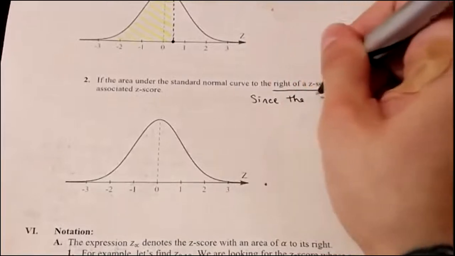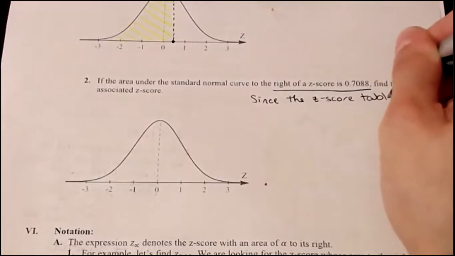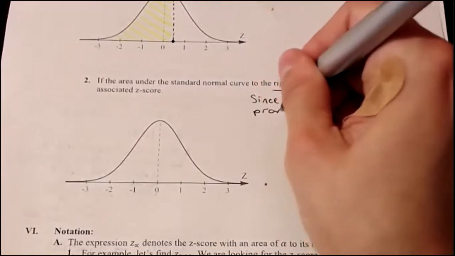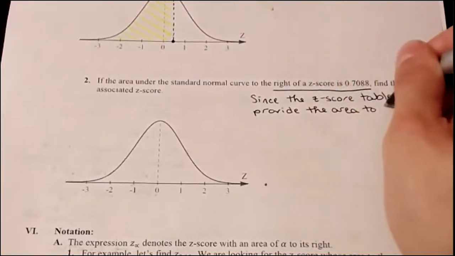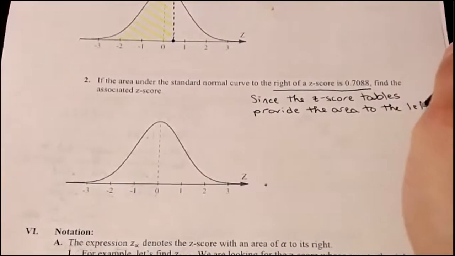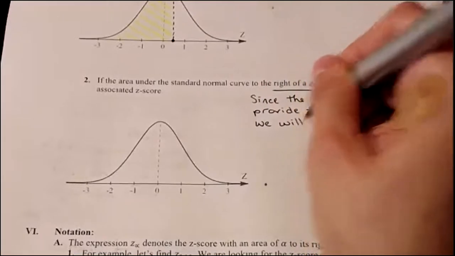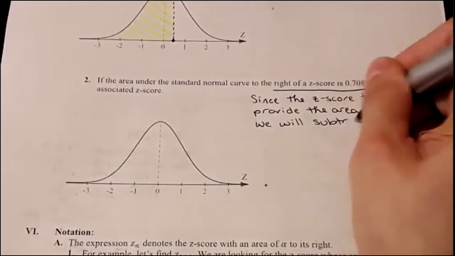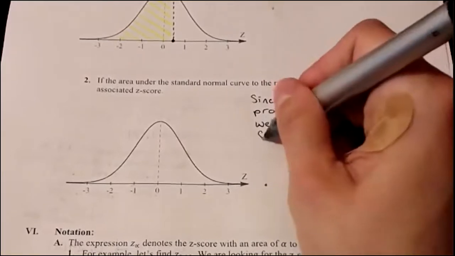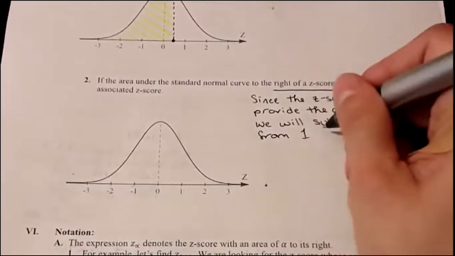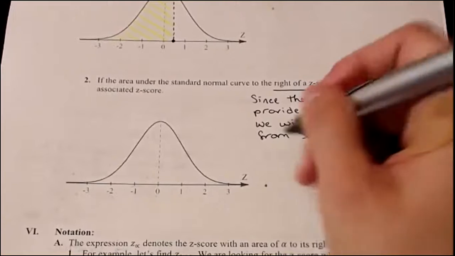Since the z-score tables provide the area to the left, we will subtract our area from 1 to give us the area to the left.